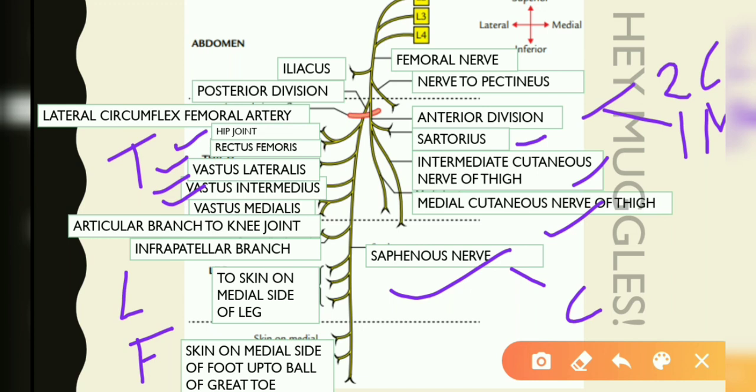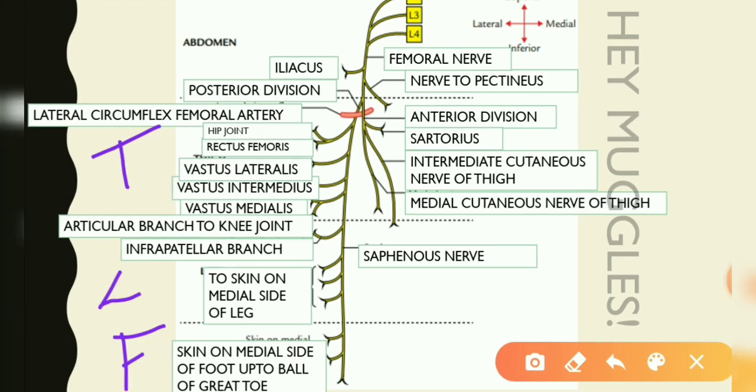Right. So the branch supplying the rectus femoris muscle also gives an articular branch to your hip joint. Right. And the branch supplying your vastus medialis muscle also gives an articular branch to the knee joint. Right. So the branch which supplies your rectus femoris muscle gives an articular branch to the hip joint, and the branch which supplies vastus medialis muscle also gives an articular branch to the knee joint, right?